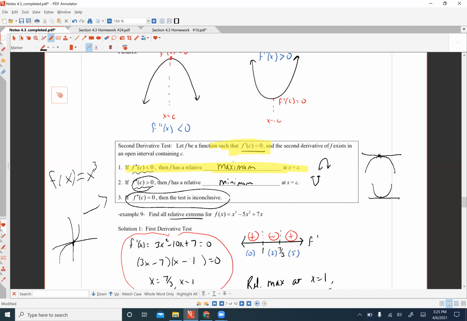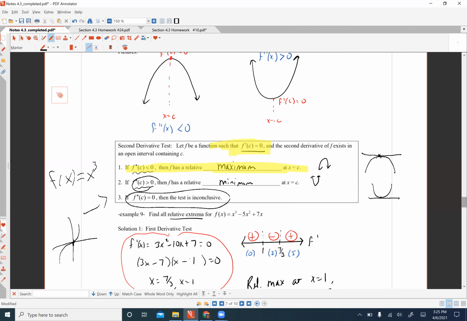It may be a point of inflection. Let me say it again. If the first and second derivative are 0, that critical point c just might be a point of inflection instead of a relative min or a relative max. Okay, so let's look at example 9 here.